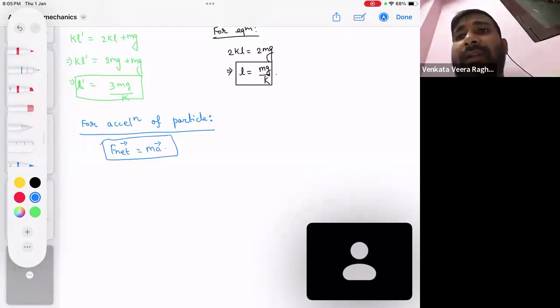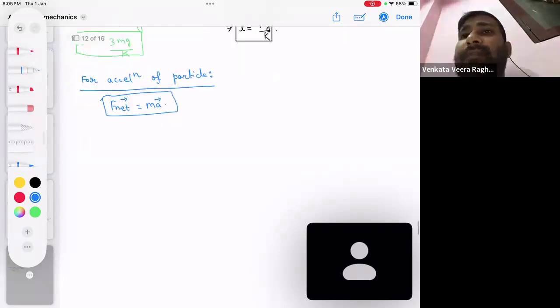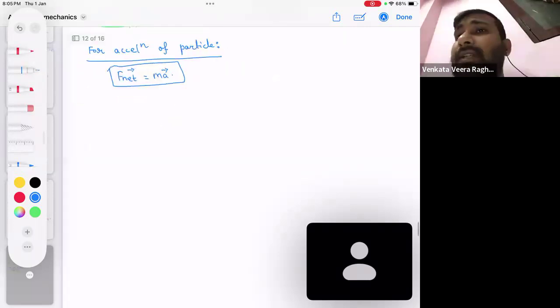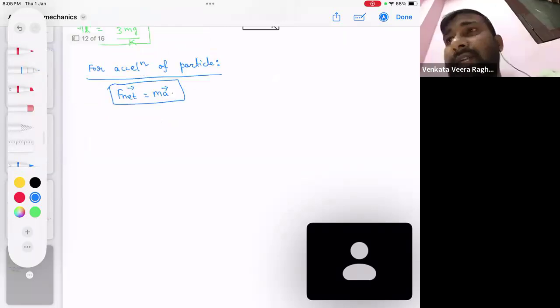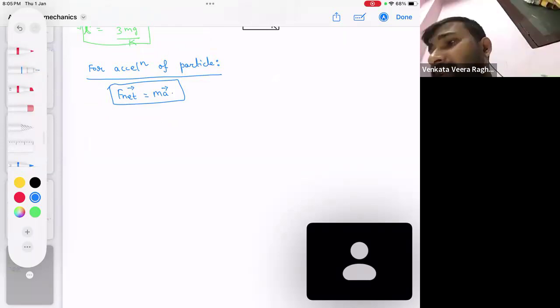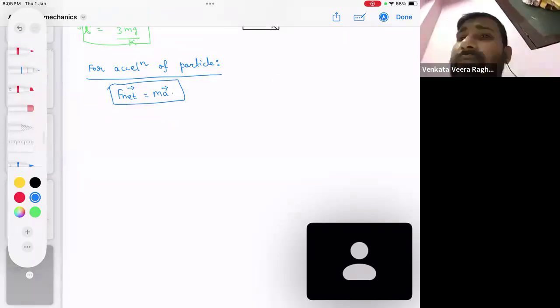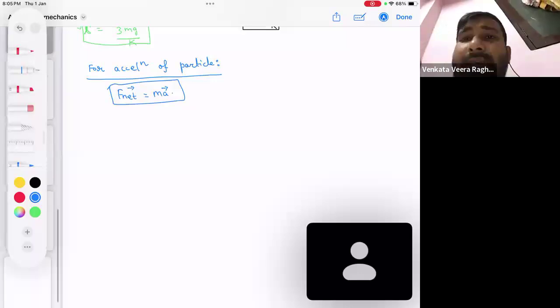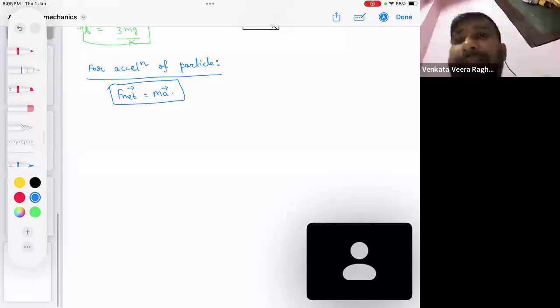Sometimes what will happen? In one direction we have the equilibrium and in the other direction we have the acceleration. That is also possible, isn't it? The situation of the objects can be such that in one direction we have the equilibrium and in the other direction we have the acceleration. So in that situation, what will we do? Let's take the help of an example and try to understand.